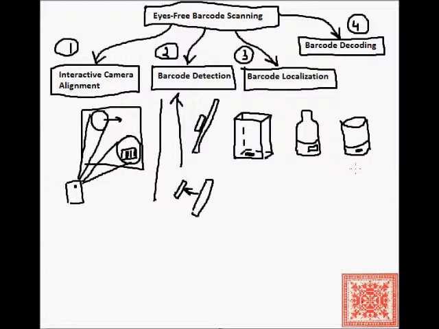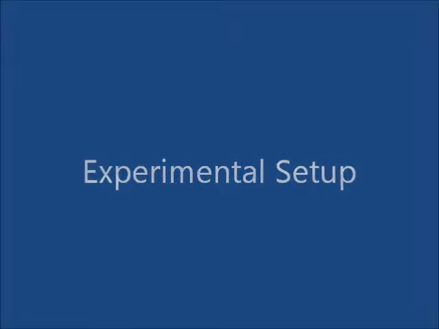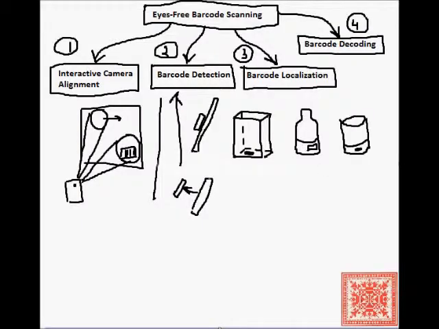Otherwise, the system starts the barcode localization module to find the precise location of the barcode in the image and to segment it from the background image. The barcode decoding module then tries to decode the barcode in the localized image, and the system tries to decode the barcode in the original image as well as in the localized image to improve the chances of decoding the barcode. So the experimental setup of the experiment that you're about to see is very, very simple.